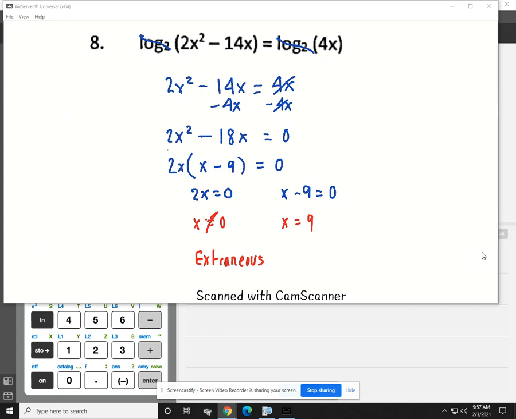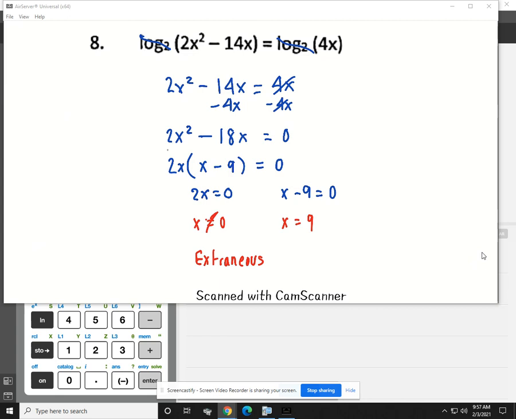So what would I do to 2x equals 0 to solve it? Divide by 2. What's 0 divided by anything? 0. On the other side, what do I do to get rid of that 9? Add it. So x equals 9. So x equals 0 and x equals 9.